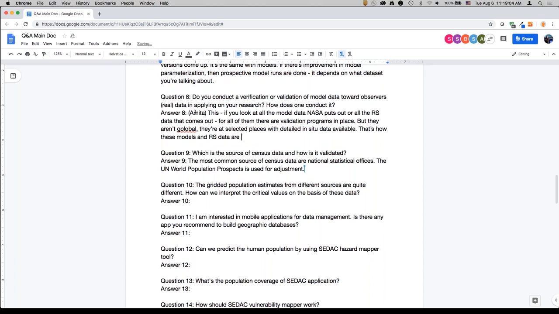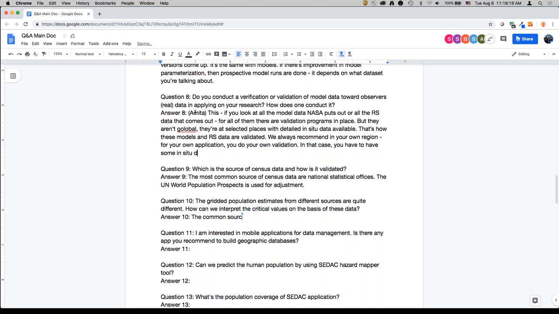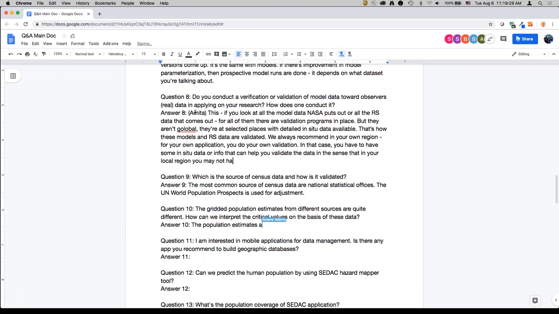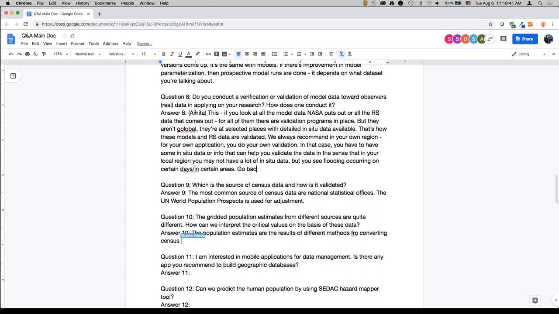But we always recommend that in your own region and for your own application, you do your own validation. So in that case, you have to have some in situ data, or information which can help you validate these data. In your local region you may not have a lot of in situ data, but you see flooding occurring in certain days or areas, you go back and look at these NASA data and see, did those data sets show flooding in your region? That's indirect validation in your area.